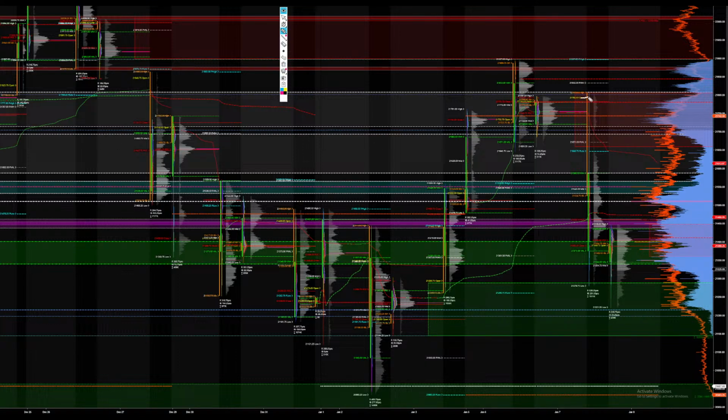Yesterday, opened here, pushed up, open test drive, drove down, creating single prints, right? Drove down, all the way down to, I believe, here. And then yesterday's most traded price, I believe, was here, around 215.50. When it came up to here and got rejected, the same thing as I showed you in the ES. Okay, it came down and that was it. It kind of rolled over.